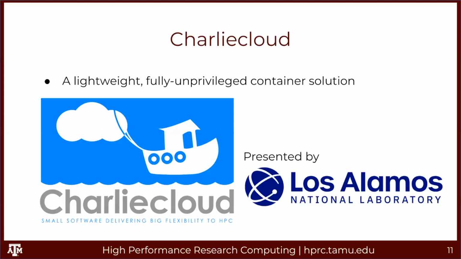Now, the fully unprivileged part is important because on HPC, of course, if you have to ask your administrator to install something, it's going to slow you down. With Charliecloud, you never have to ask your administrator to install something, so users can do their total workflow autonomously, and that means they can research at the pace that's comfortable for them.